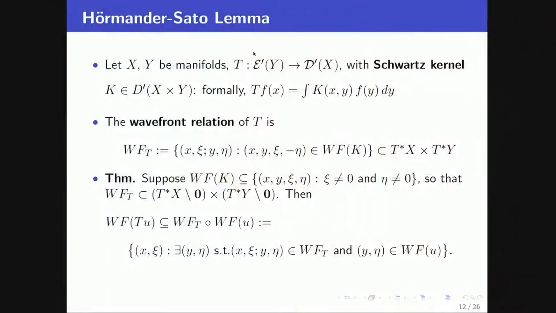You think of the wavefront relation of T literally as a relation from points of T*Y to T*X, a relation just in the sense of set theory. So you look at the set of all points (x, ξ) which can be obtained by starting with the point (y, η), which is in the wavefront set of u and is therefore a singularity of u microlocally, such that (x, ξ) is related to (y, η) through the wavefront relation of T.